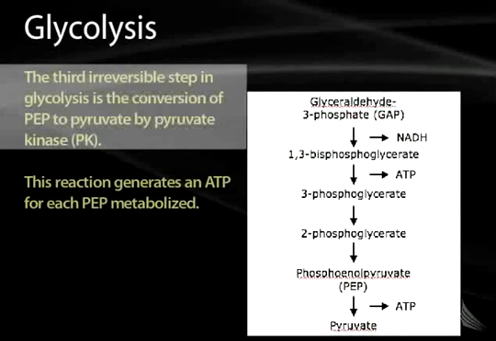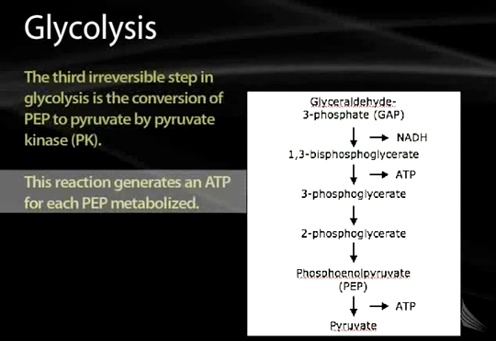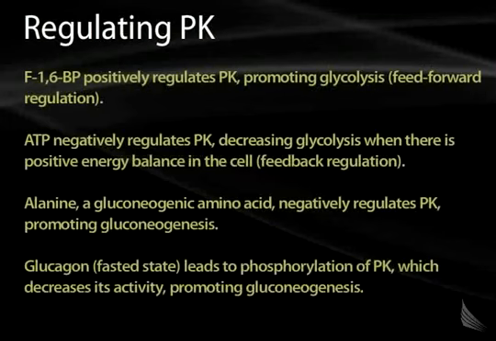Now there's one more irreversible step, and this is the last step by which phosphoenolpyruvate, or PEP, is converted to pyruvate by an enzyme called pyruvate kinase. This reaction generates a molecule of ATP for each of the PEP molecules that's metabolized. Because it's an irreversible step, pyruvate kinase also needs to be regulated.